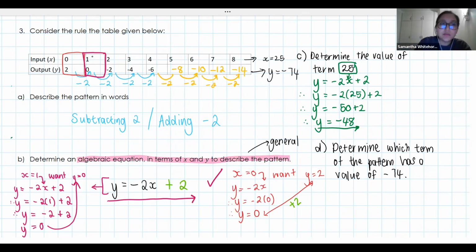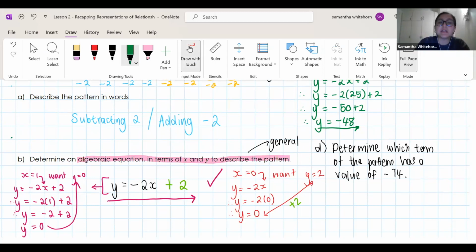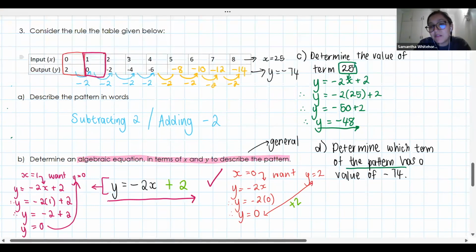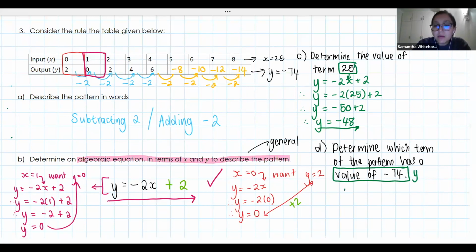Right, so we need to read questions very carefully when it comes to number patterns, because I've given you a value of the term, I have given you a y. And so that now means that when we've got our rule, we are going to want to substitute this value of negative 74 in place of y, because it is the value of the term. It is the output once we've applied the rule. So now we've got negative 74 is equal to minus 2x plus 2.